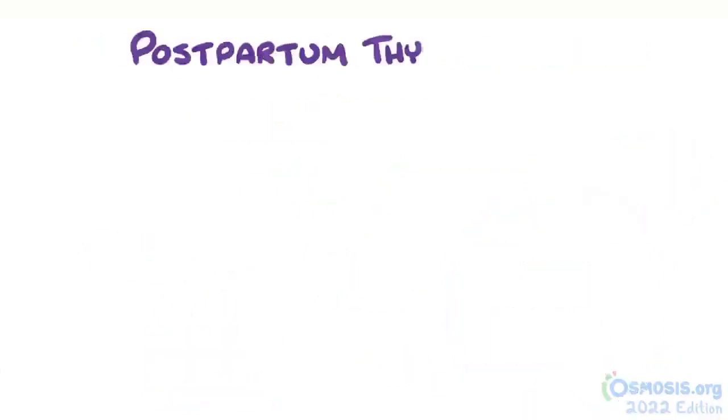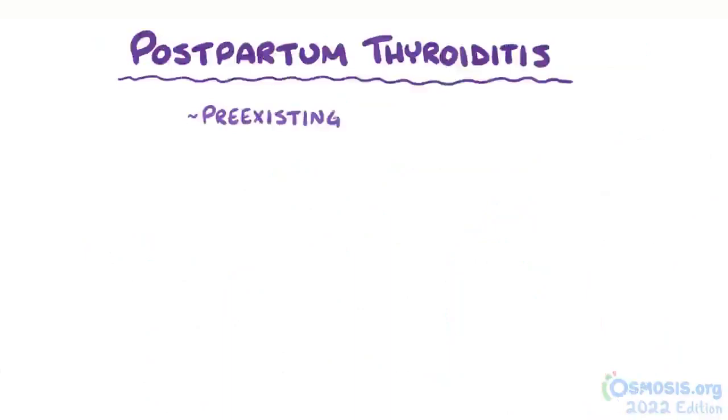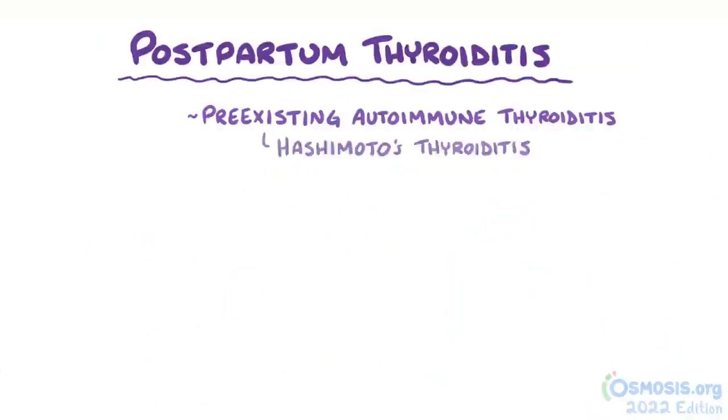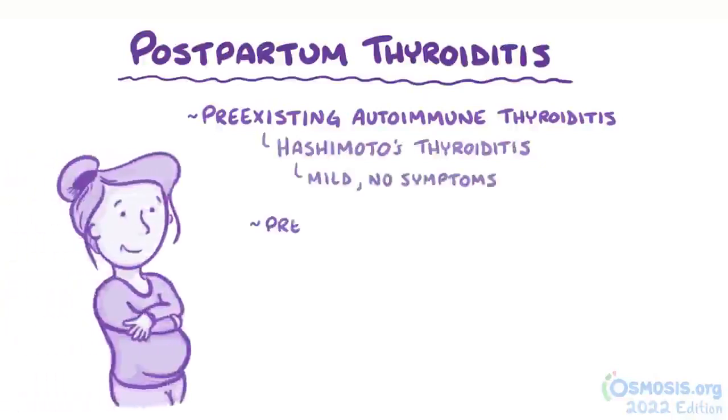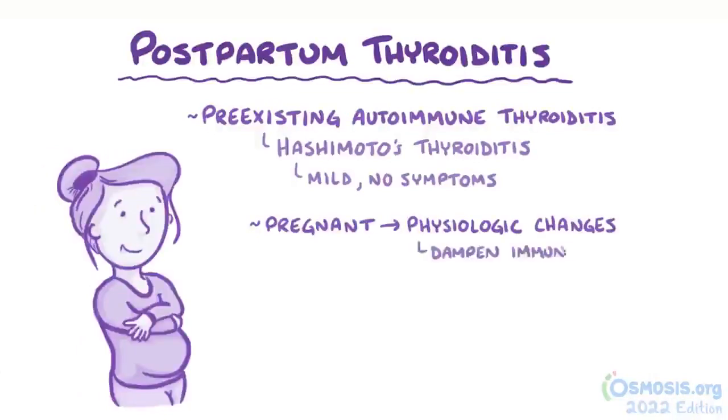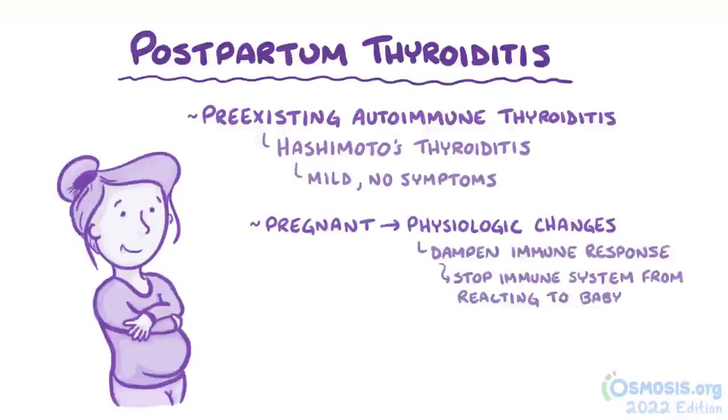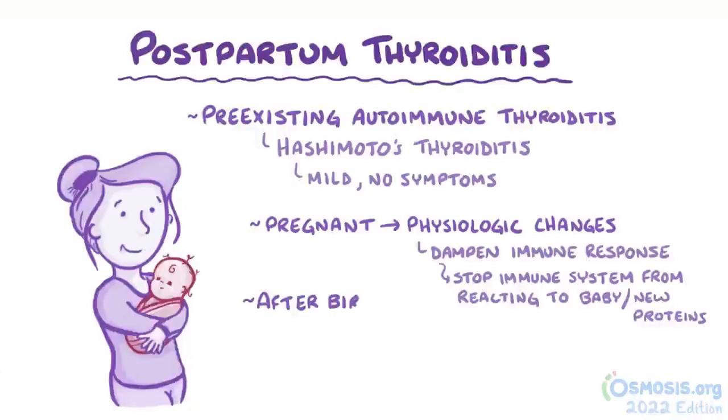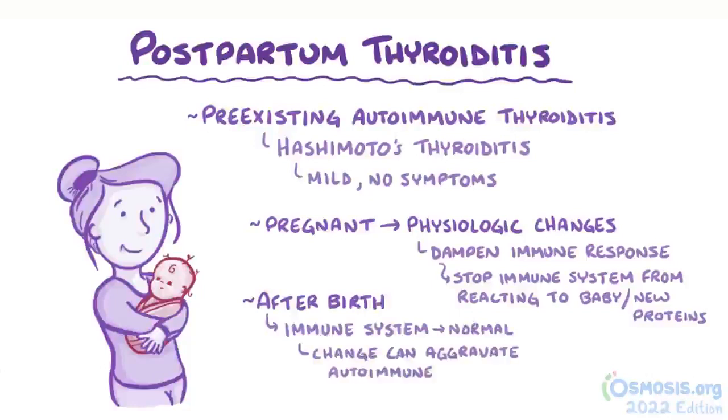In postpartum thyroiditis, a woman typically has a pre-existing autoimmune thyroiditis, like Hashimoto's thyroiditis. But it's usually pretty mild, so they might not have any symptoms. When she gets pregnant, though, there are a lot of physiologic changes, and one of them is to dampen the immune response, probably to stop the immune system from reacting to the presence of a baby that makes new proteins because of the father's DNA. Then after birth, the immune system returns to its normal level of activity, and that change can sometimes aggravate the pre-existing autoimmune thyroiditis.